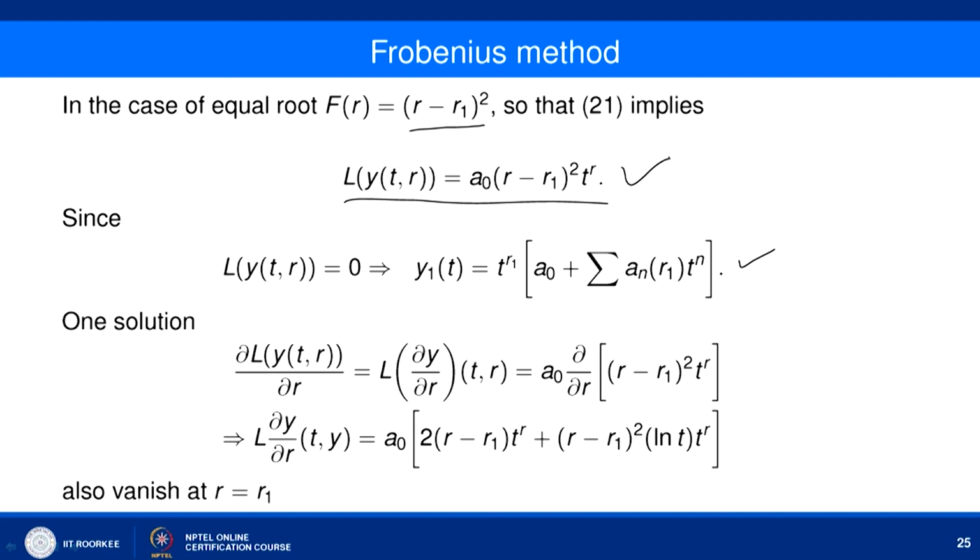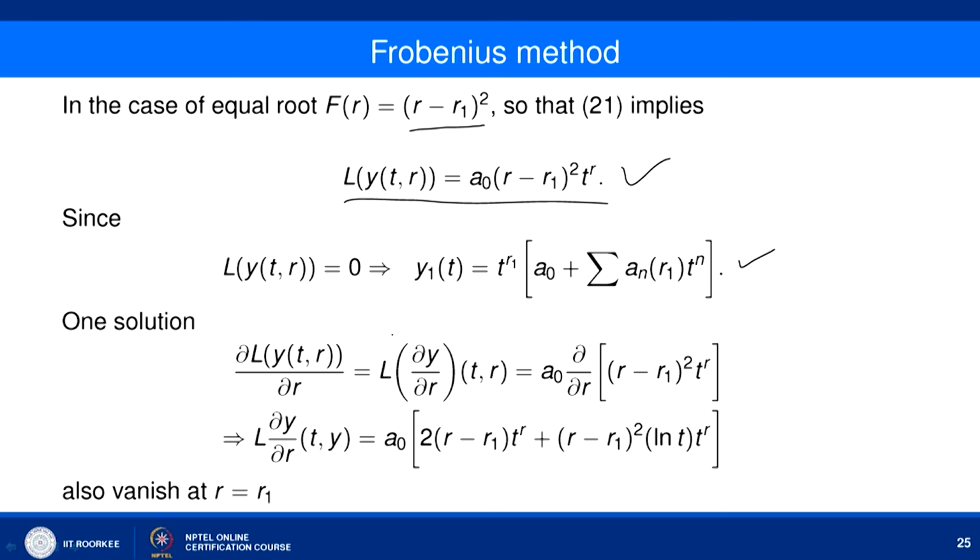So apply ∂/∂r of L[y](t) dr equal to L[∂/∂r of y]. Here we already discussed that L is a differential operator in terms of t. So if we apply the differential operator corresponding to r, it will go inside. So here we write L[∂y/∂r].